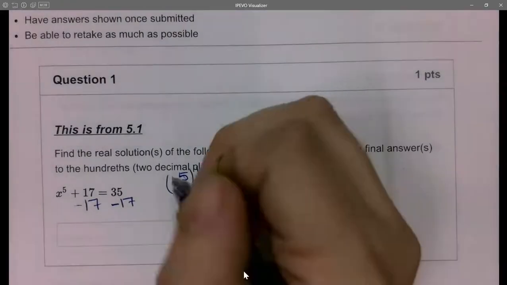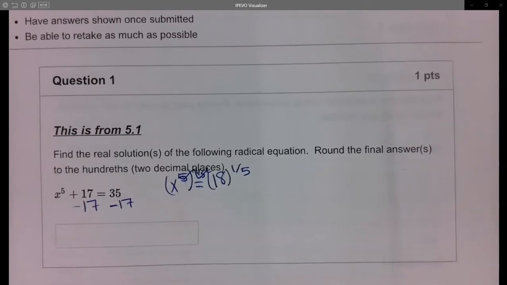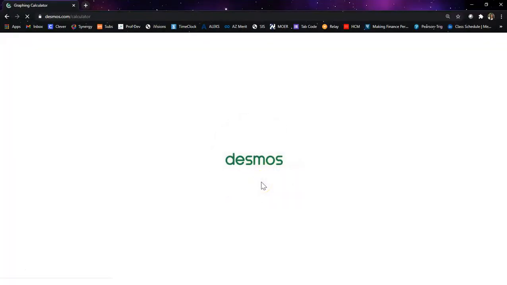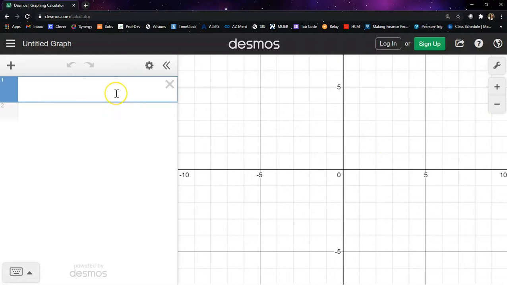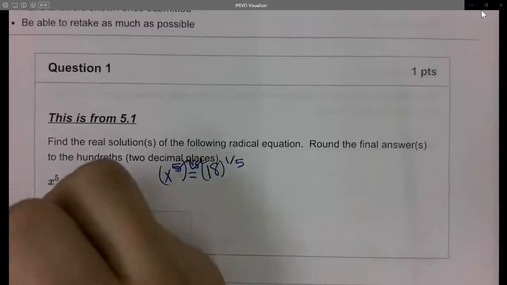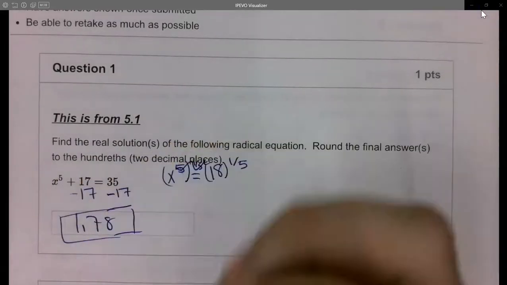On my left side of the equation, the exponents cancel out. And then on the right side, I just need to go ahead and go to Desmos and type that in. So give me a second to pull up Desmos. So I want to do 18 to the 1/5 power, which is 1.78. If this 2 was a 5 or more, I would want to round up, but it isn't. So it's going to be 1.78 for my answer here. This is a box. Okay.